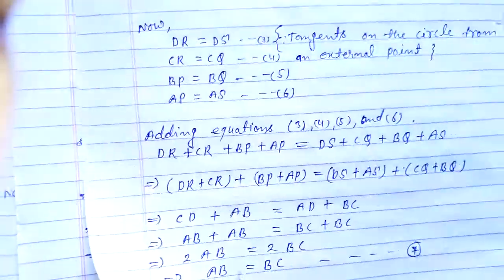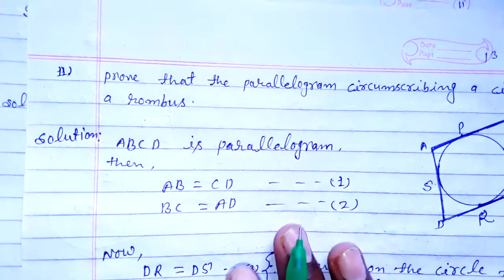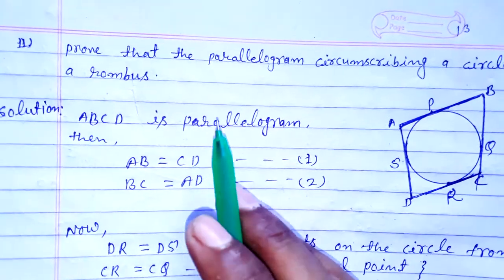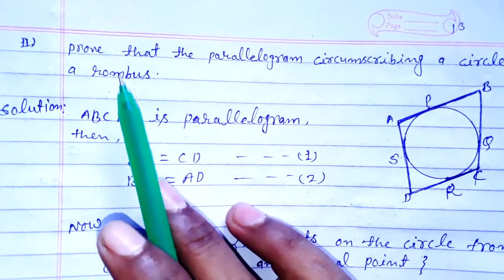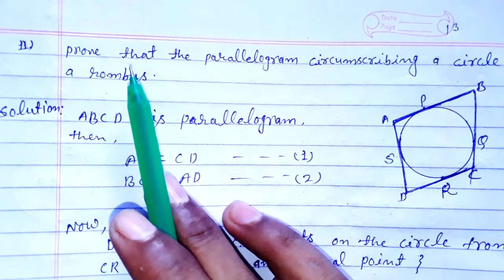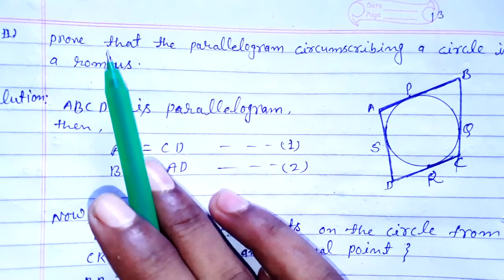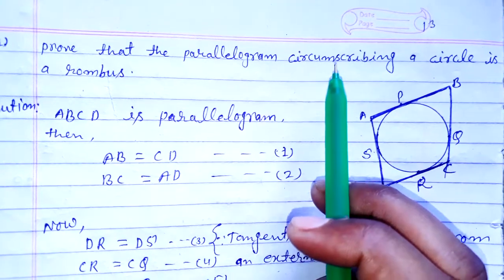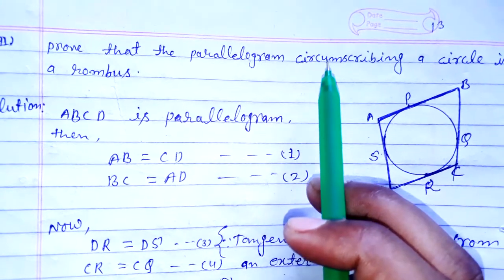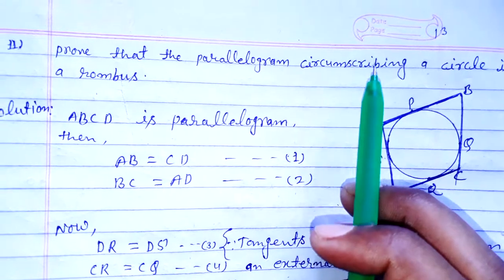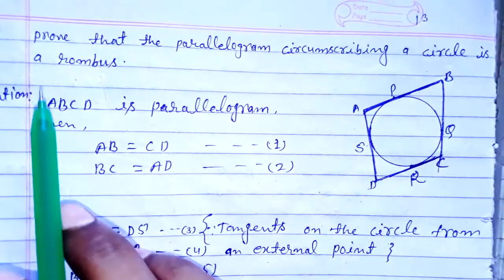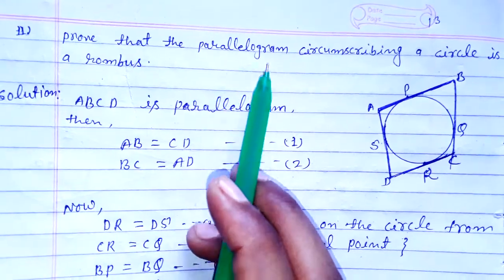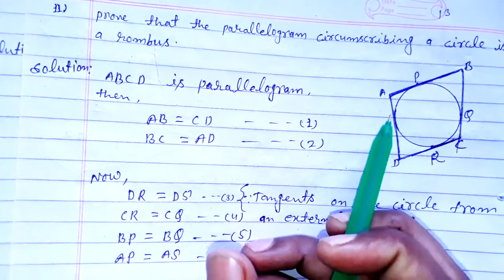Next question, 11th question. Prove that a parallelogram circumscribing a circle is a rhombus. Here this is the given parallelogram, so draw a figure.